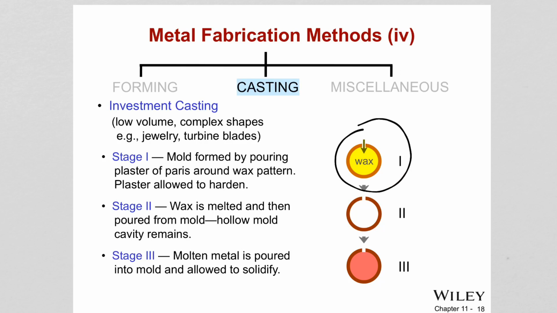The pattern melts and is burned out. It leaves the mold cavity with the desired shape right here. Then you pour the metal that you want to cast, and wait for it to solidify. The name lost wax comes from the fact that the pattern is made out of wax and you are melting it away.